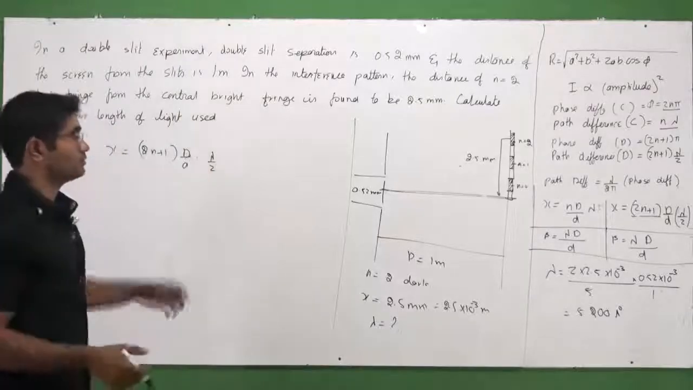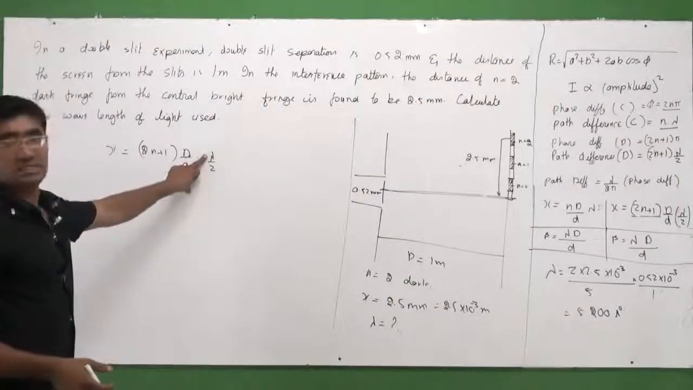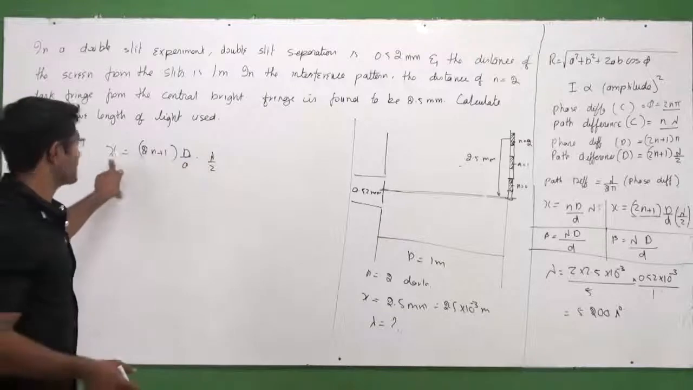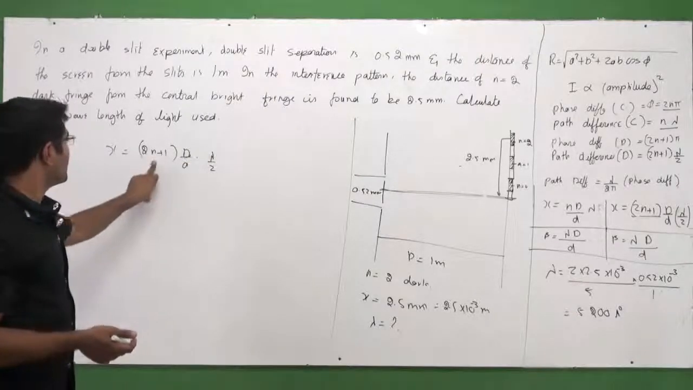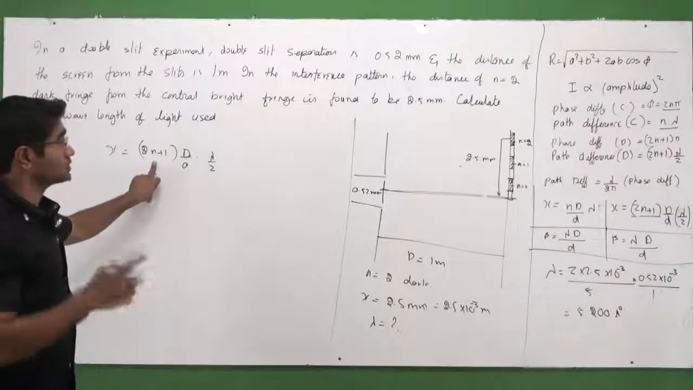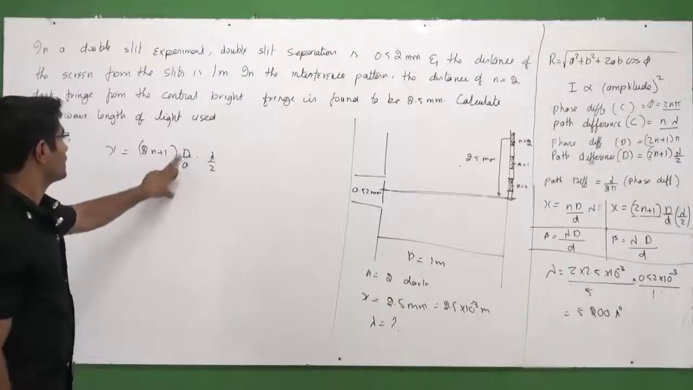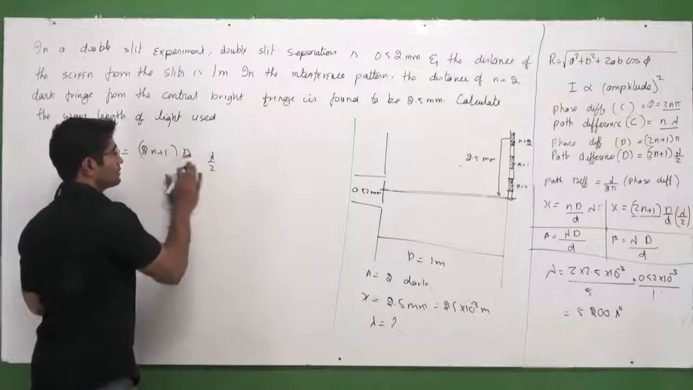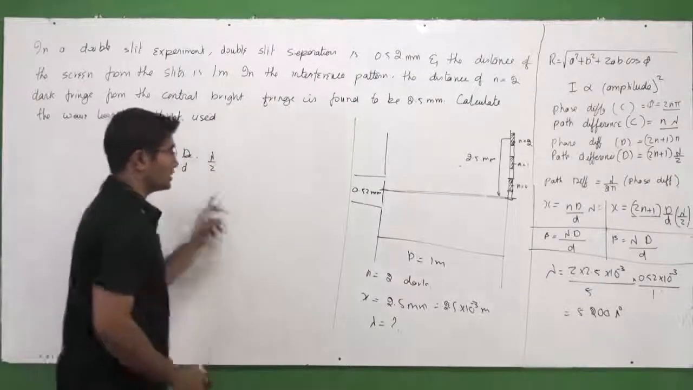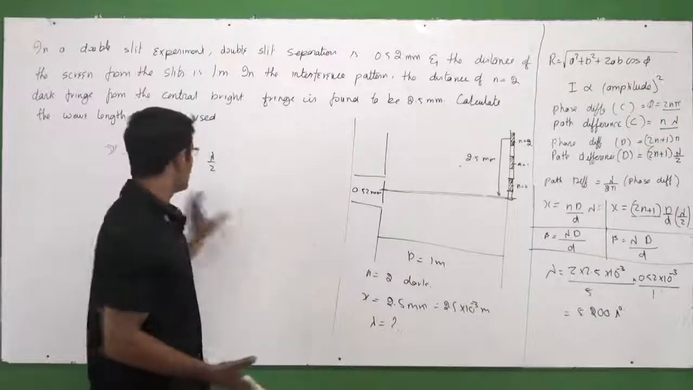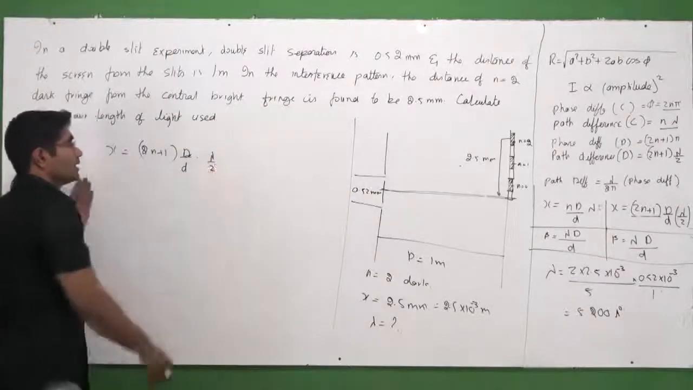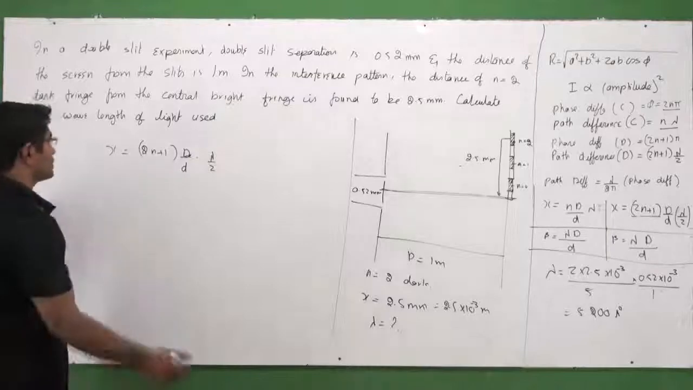In the whole problem, I'm supposed to look for lambda. Do I know the value of x? x is given to you as 2.5 mm, and n is 2 because it's talking about the n is 2 dark fringe, capital D is given to you as 1 meter, and small d is given to you as 0.52 mm. So the whole problem is given to you. The only thing you have to know is this formula and separate lambda from it. So let's work it out.